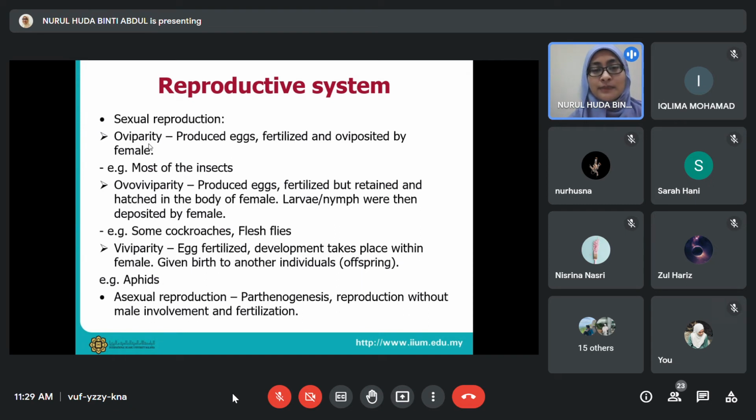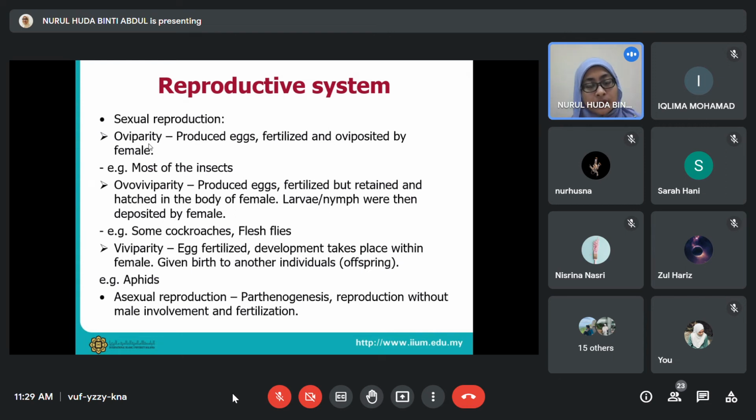So telur ayam tu, what I mean here is oviposit by female in form of telur. Still kita panggil telur, cumanya in the sense tadi telur yang tak disenyawa, now sekarang telur dah disenyawa. So tu oviparity. And most of insects show this kind of sexual reproductive system, okay?